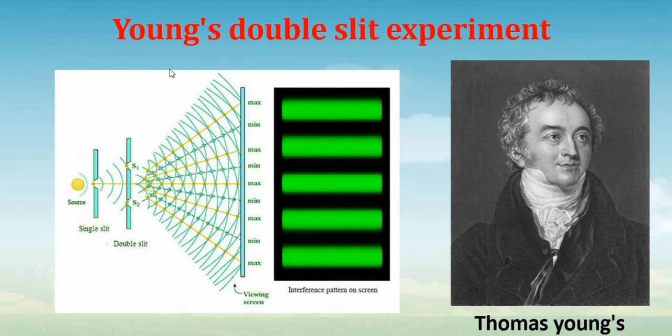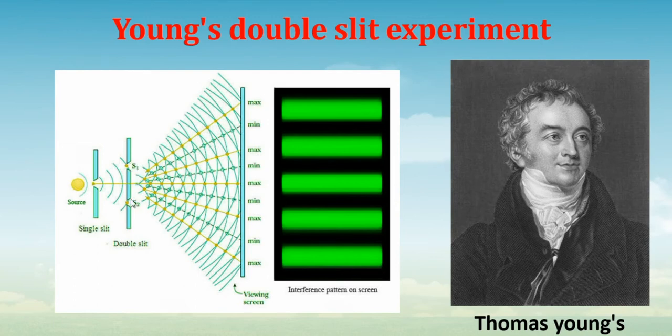You can also talk about the fringe width of these fringes. Fringe width means the distance between two bright fringes, or you can also say the distance between these two fringes is called the fringe width. So this is about fringe width in these interference fringes.